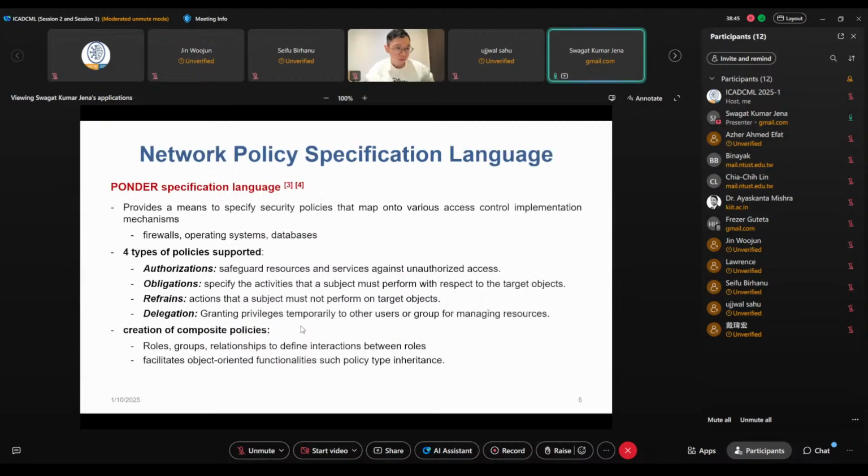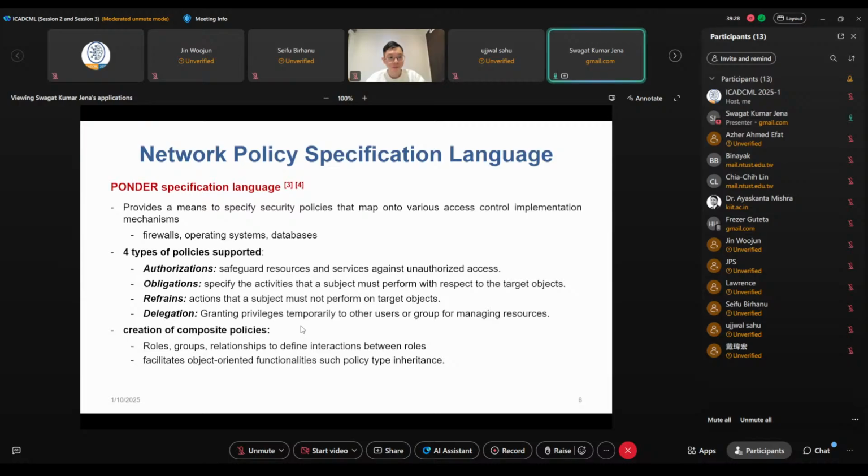This is the Ponder specification language. It maps the security policy onto various access control implementations, like the firewall, operating system, and database, which we can do easily using Ponder. It basically provides four kinds of policy: authorization, obligation, refrain, and delegation. Authorization means if we want to safeguard some resource or service against unauthorized access, Ponder gives constructs to write those policies easily.